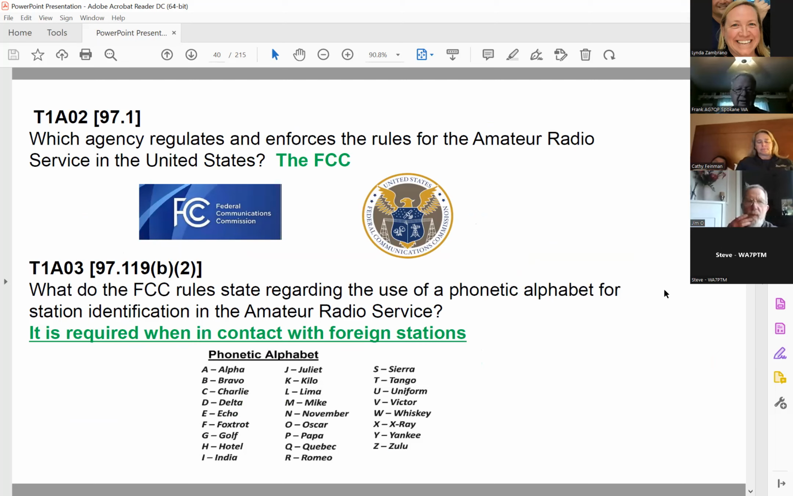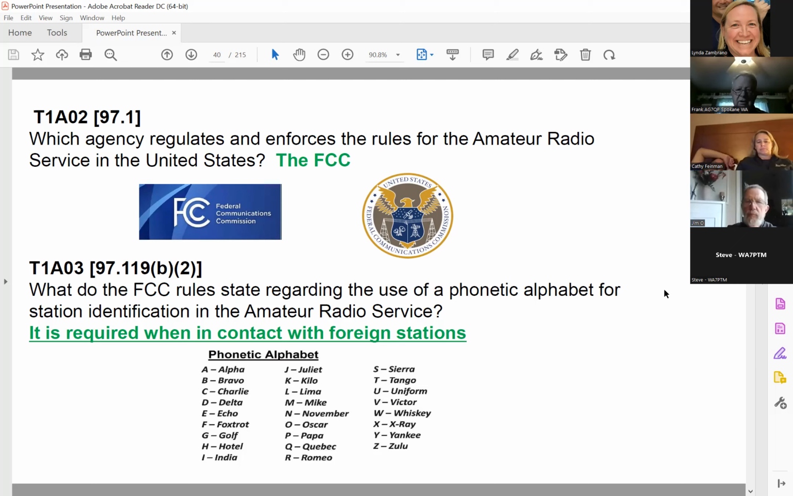Okay, the third one is, which phonetic alphabet do you use? You use the International Phonetic Alphabet. Now, everybody likes to put little twists on it. I know one person who loves giving his call sign. It's KJ7, and then goes on. Oh, it's Kilo Joker 7, and then he gives the rest of his call sign. No, don't do that. Use the International Phonetic Alphabet.